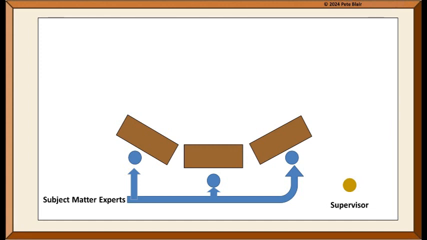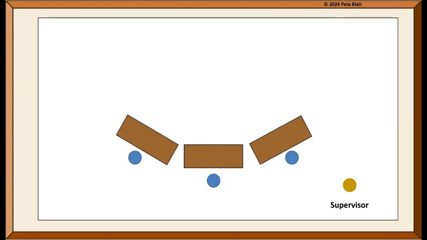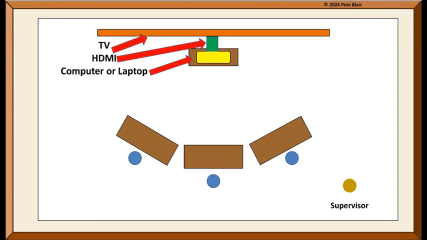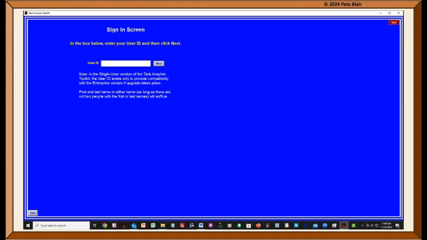One way would be to have a laptop or other type of computer with camera and microphone connected to the internet and in front of each SME. A second, and actually my preference, would be to have a table with a Zoom-capable laptop or computer on that table at the front of the room, connected by HDMI to a large TV screen. In either case, I would be on the other end of the Zoom meeting, sharing my screen and displaying active task analysis toolkit screens. The first thing I would do would be to click Start and sign in.